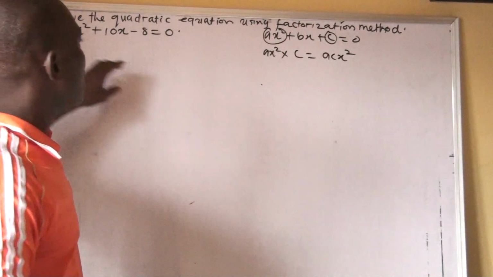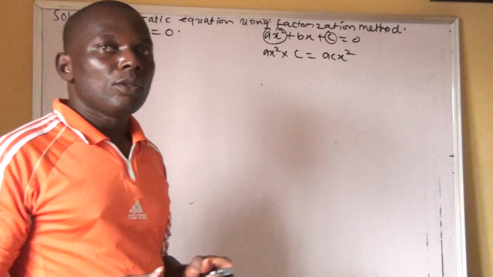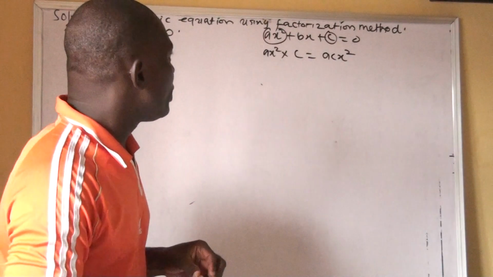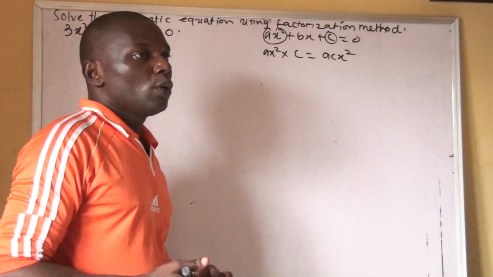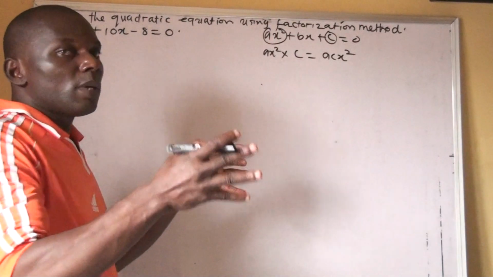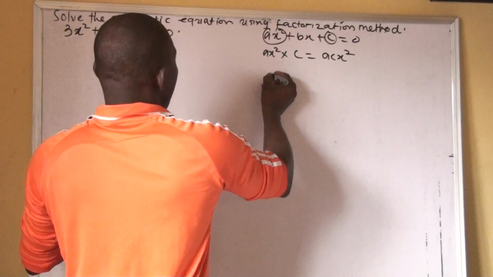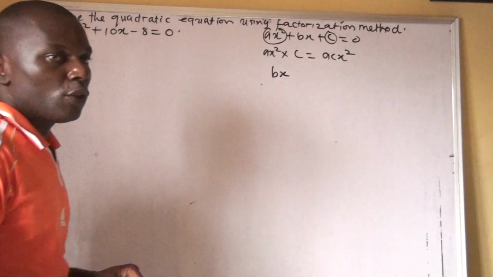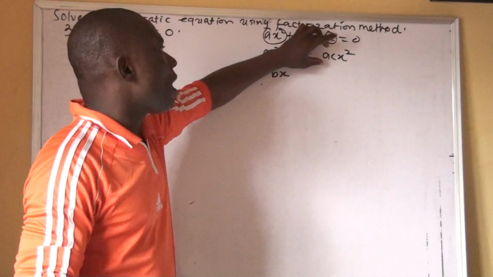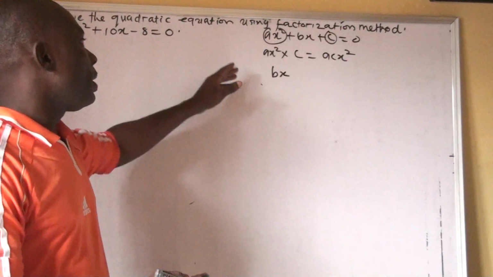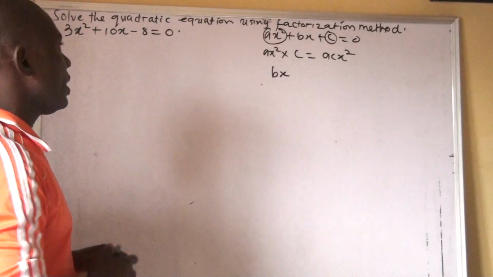And the next thing is for you to look for all the factors of this term. Then, having done that, you try and manipulate in such a way that if they are summed together, they should be able to give you the middle term, bx. Whether you add them or take the difference between two of the factors, that will make up the middle term. Okay, that's what we're going to do here.